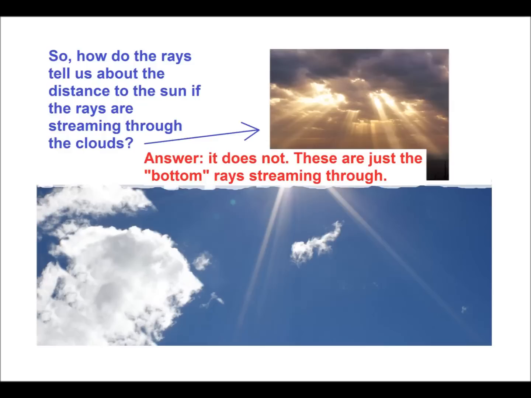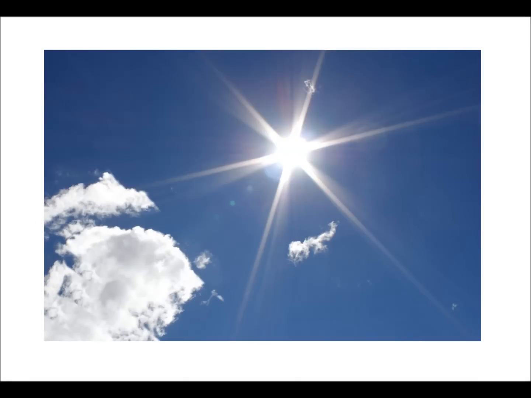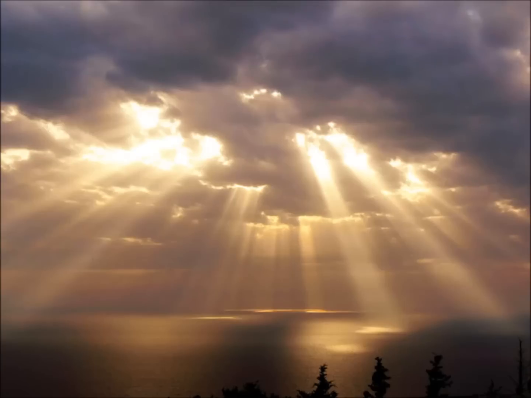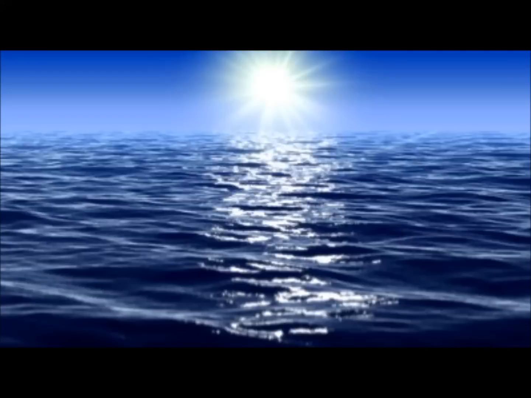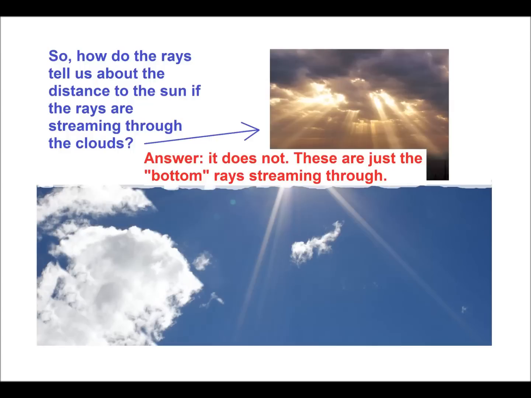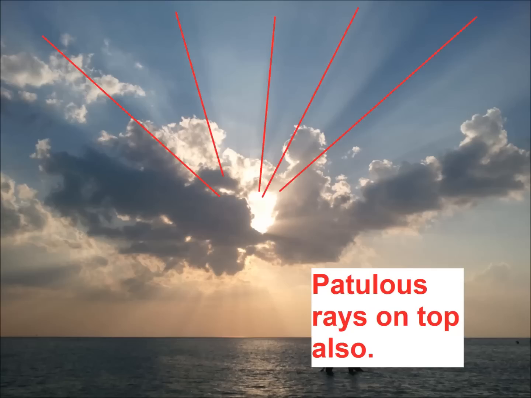So if suddenly I change the orientation of the sun from high in the sky to further away, where perspective brings it closer to the horizon by appearance, do the clouds covering it then all of a sudden make it tell us the distance to it? And the answer would appear to be no. See, here's a picture of the top of the sun. You can see the patulous rays coming through the top also, through the clouds. Is not telling us distance.